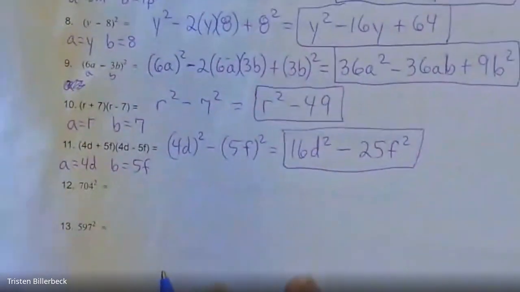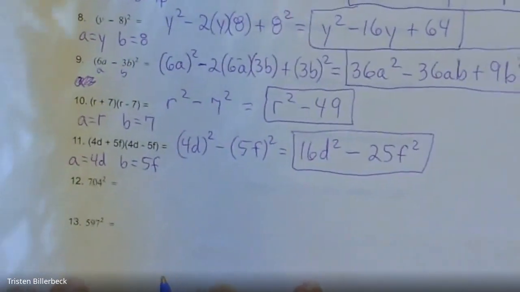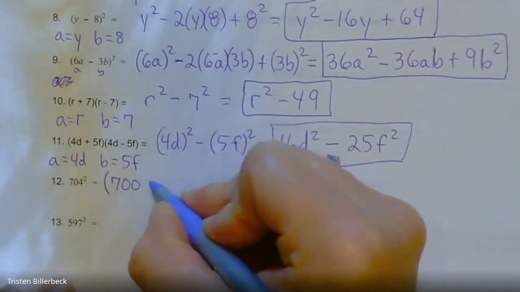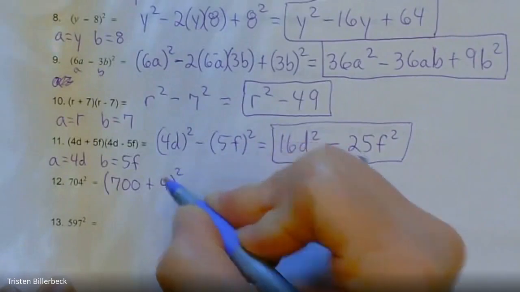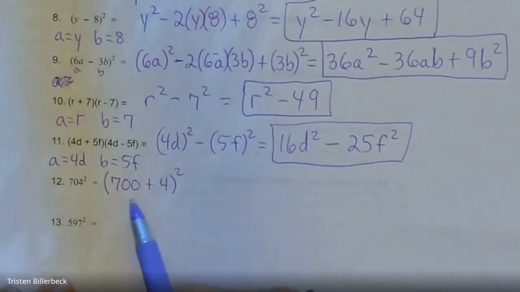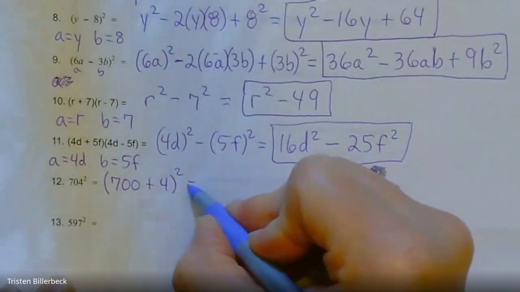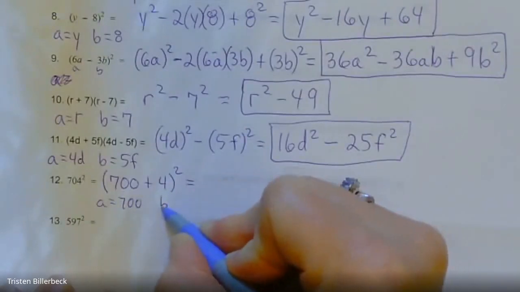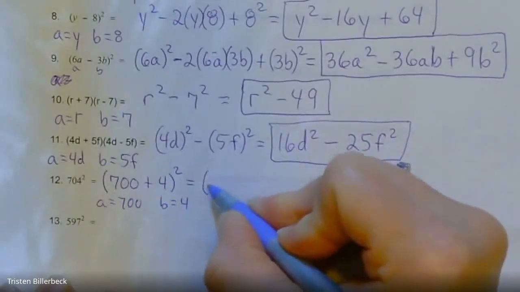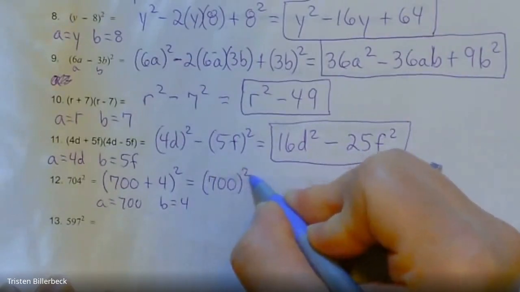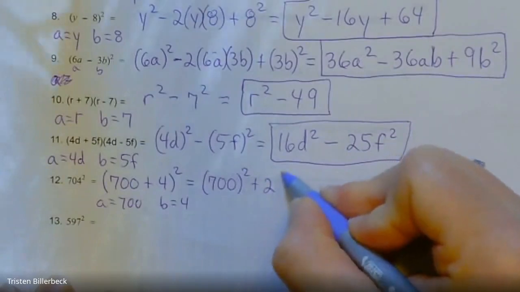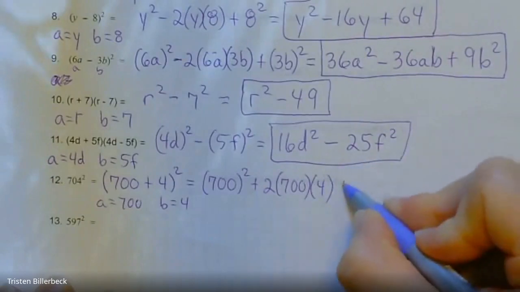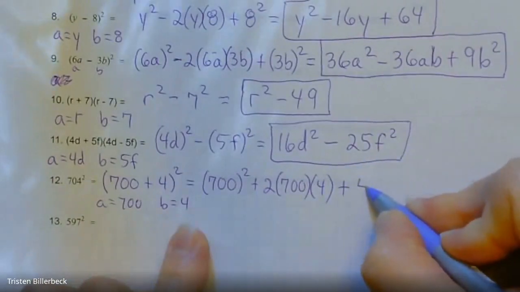Okay, so finally we get into some numbers. So this one, we can say, well, this is just 700 plus 4 squared. Okay, so we're going to make a perfect square trinomial out of that one. So we have A is 700, B is 4. So we're going to square A plus, and we're going to do 2A times B is 4 plus, and then B squared, 4 squared.